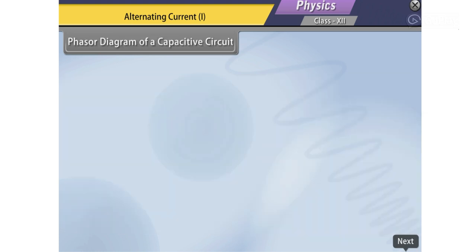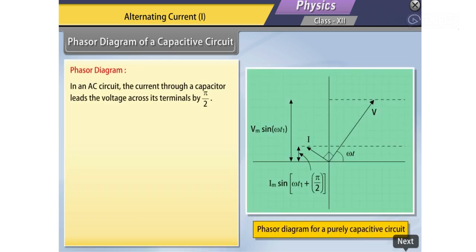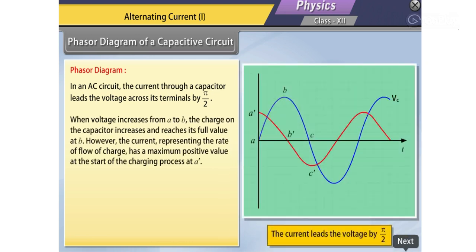Phasor diagram of a capacitive circuit. In an AC circuit, the current through a capacitor leads the voltage across its terminals by pi by 2. When voltage increases from A to B, the charge on the capacitor increases and reaches its full value at B. However, the current, representing the rate of flow of charge, has a maximum positive value at the start of the charging process at A'.